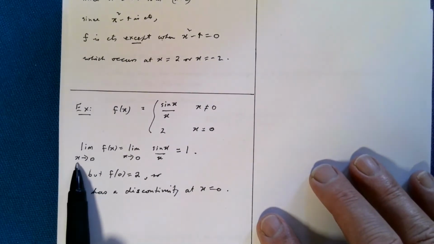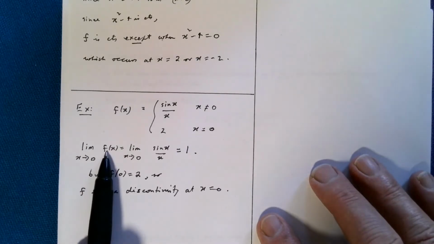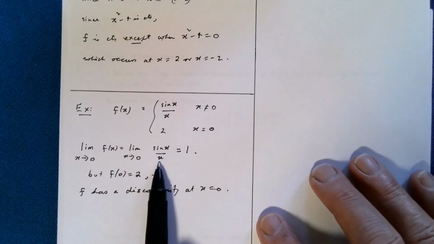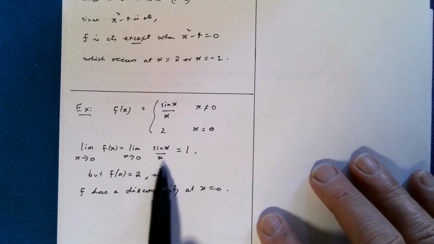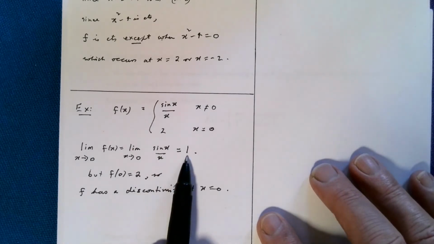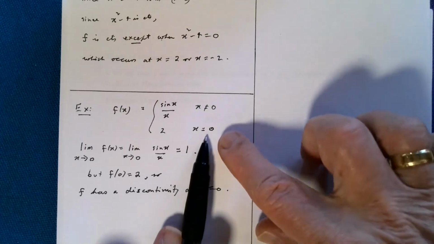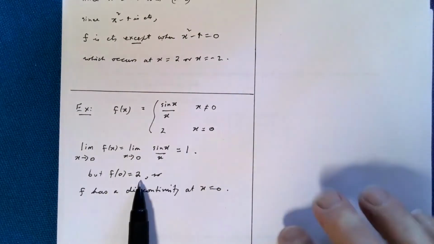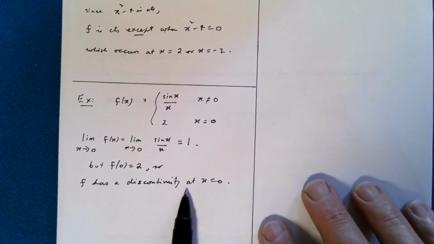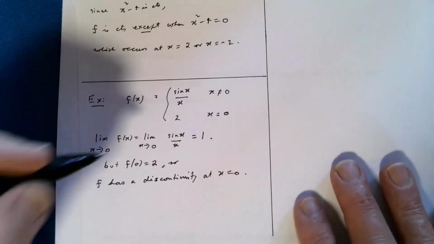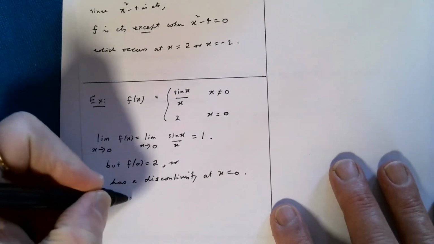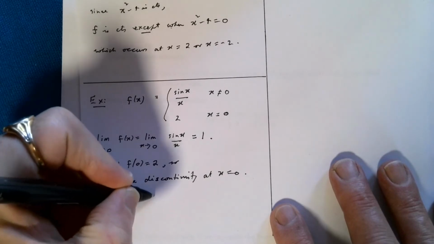So again, we're going to take a limit as x goes to 0 of f of x. So that's the limit as x goes to 0 of sine x on x. Now we've proved before that limit is 1. However, the way this was defined, f of 0 was not 1, it was 2. So f has a discontinuity at x equals 0, but it is removable.